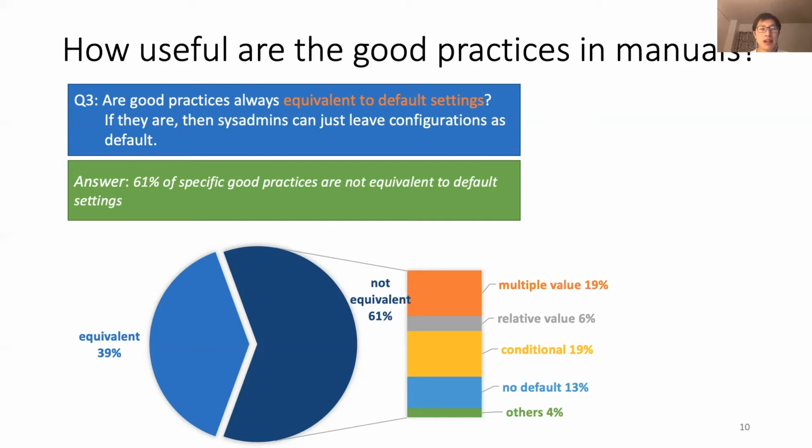13% of them are because some non-optional parameters have no default. 6% of them are because some good practices recommend relative values, like 20% of the memory size. The remaining 4% are those where we don't find a clear reason that they should be different. We reported this 4% to developers, and one of them was confirmed as a bug in the default values.